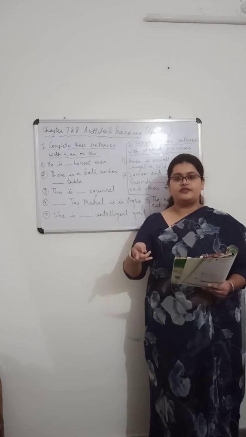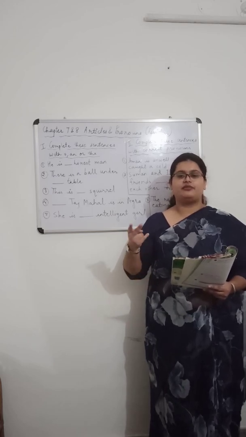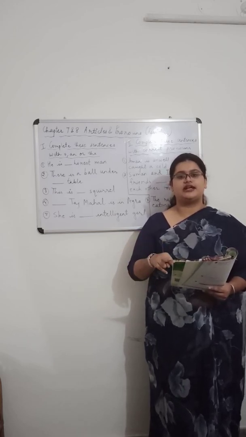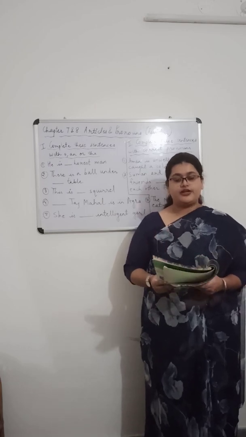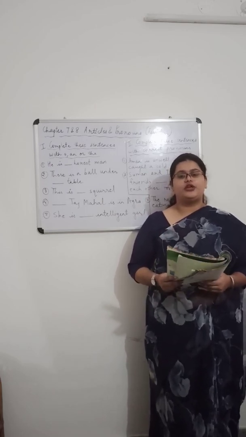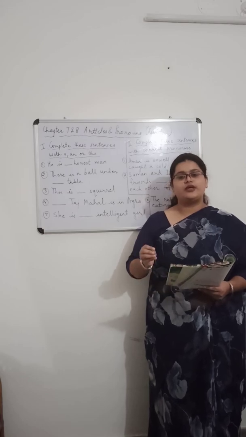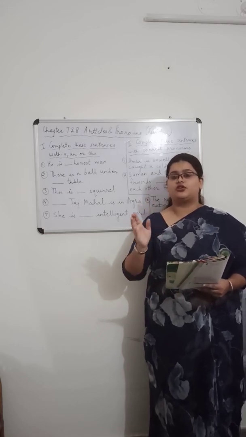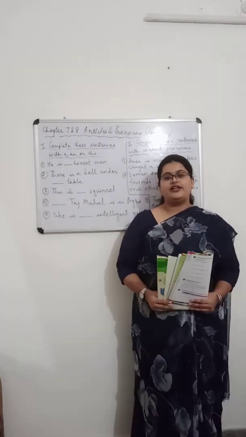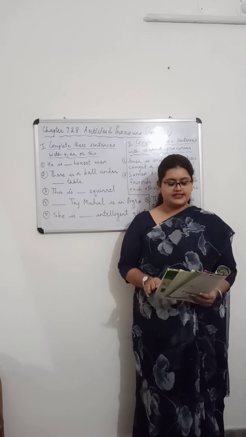So before a vowel sound we use the article an, and before a consonant sound we use the article a. And when do we use the article the? We use the article the when we are talking about a particular or a specific thing. Let's move to chapter number 9, that is pronouns.